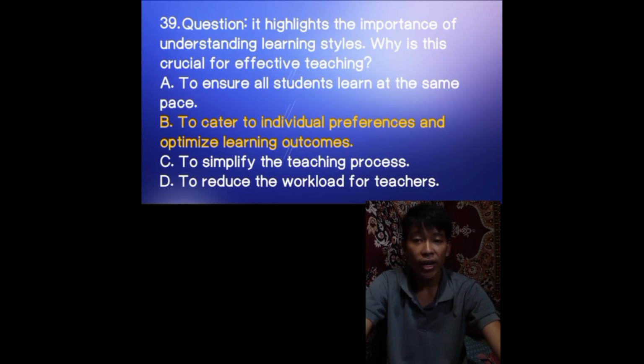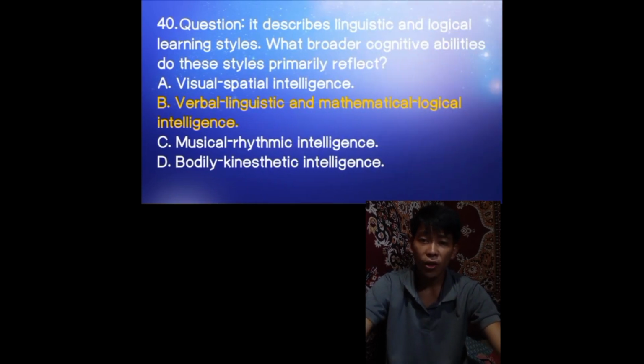Number 39, the correct answer is letter B. To cater to individual preferences and optimize learning outcomes. So recognizing different learning styles allows teachers to adapt their methods to better suit individual needs, leading to improved learning outcomes. So number 40, the correct answer is letter B, verbal linguistic and mathematical logical intelligence.